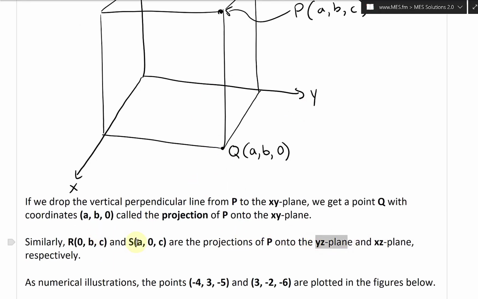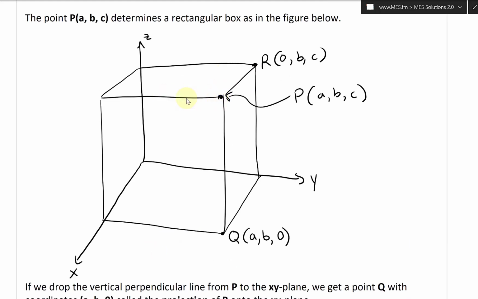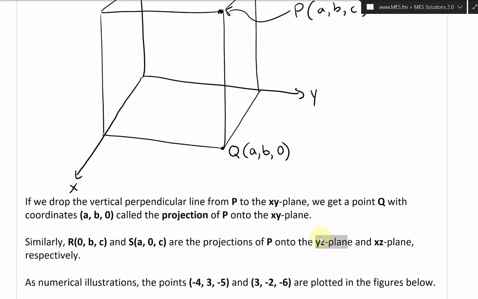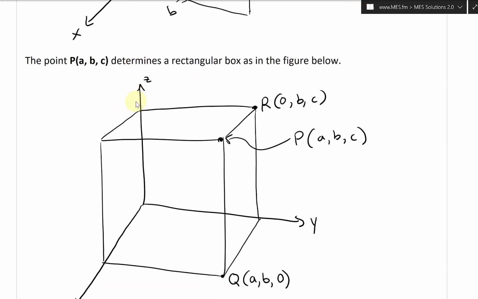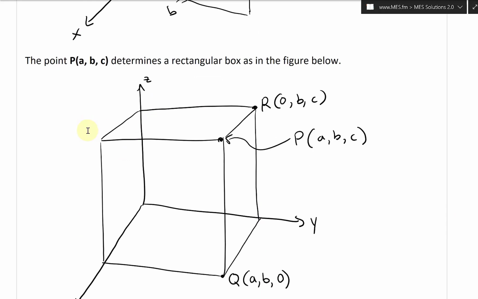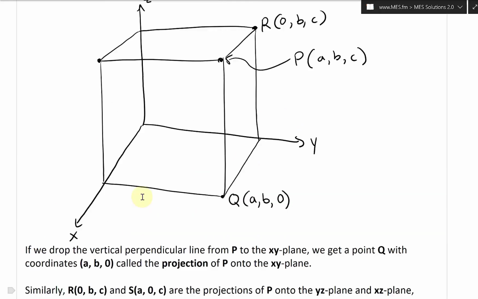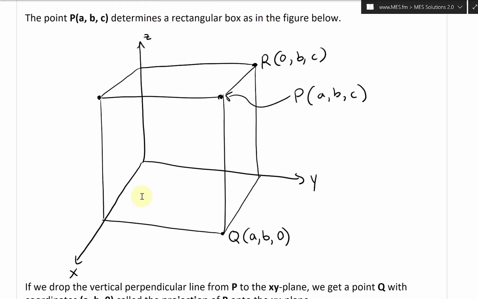And then the next one is our S. We're going to drop the Y coordinate, so we're going to project it all the way onto the XZ plane. So we're going to drop this line, and we're going to go all the way up to here. So this is P, Q, R, and this one is S, like that. Now let's put this like this. This is going to be our S. This is going to be our A. 0 is the Y coordinate, and then this is going to be C, like that.